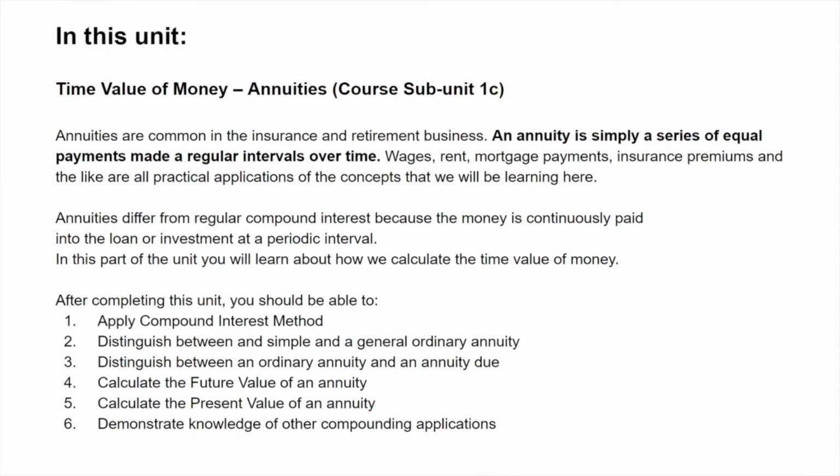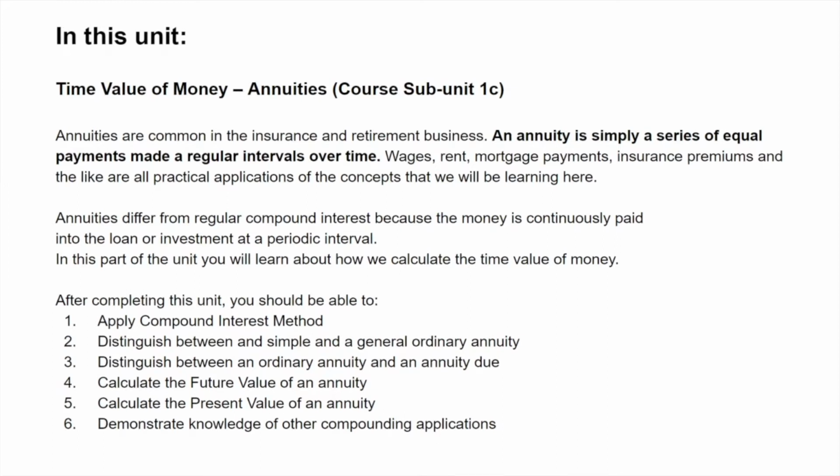So annuities are common in the insurance and retirement business. An annuity is simply a series of equal payments made at regular intervals over time. So wages, rent, mortgage payments, insurance premiums, and the like are all practical applications of annuities. Annuities differ from regular compound interest because the money is continuously paid. So there's a flow of payment as opposed to a payment here and a payment there.